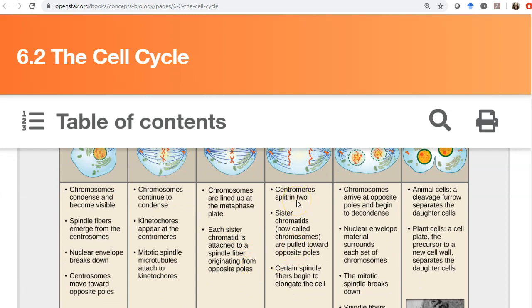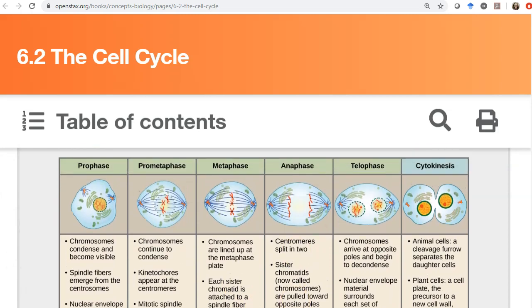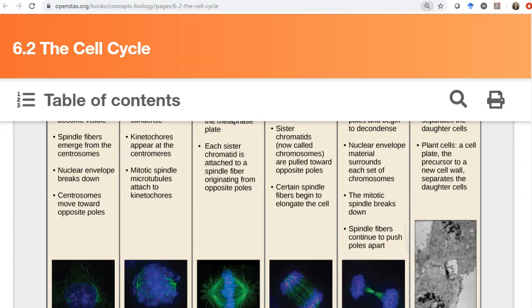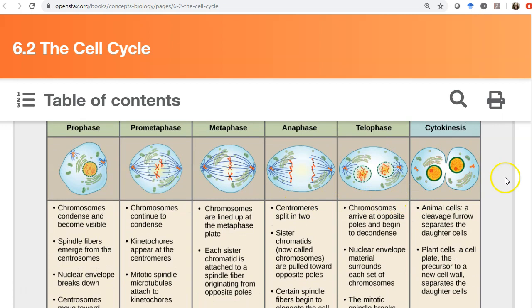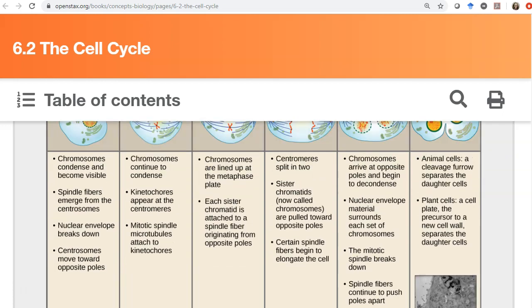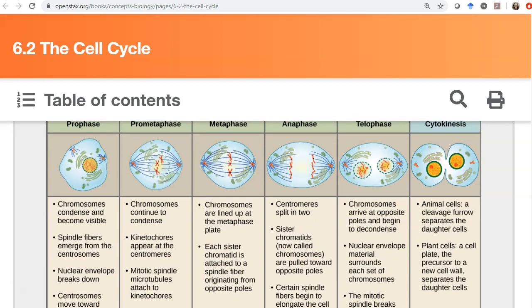And then as we go into anaphase, sorry, I'm having a hard time deciding how big this should be. Move this up. Nope, can't do that.